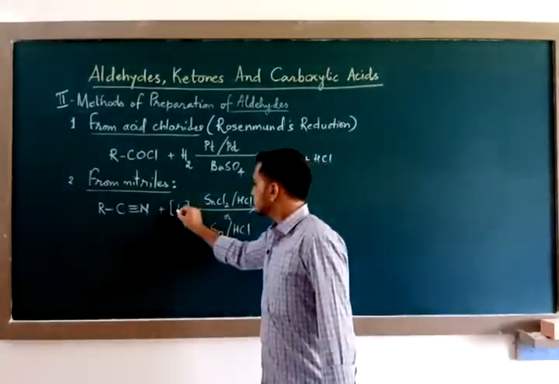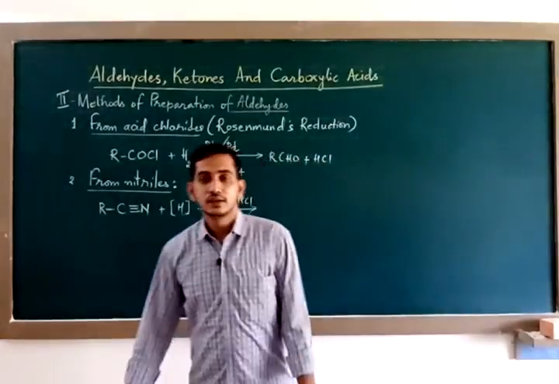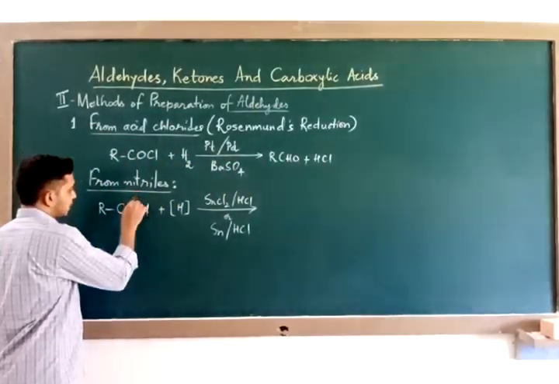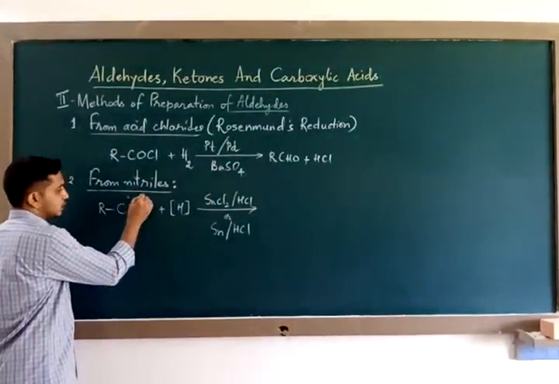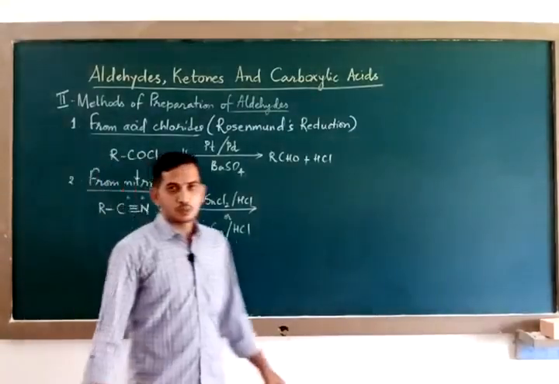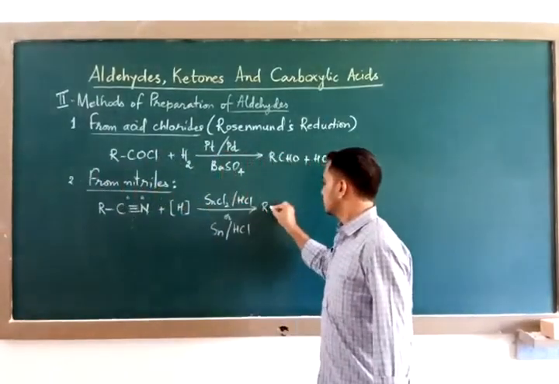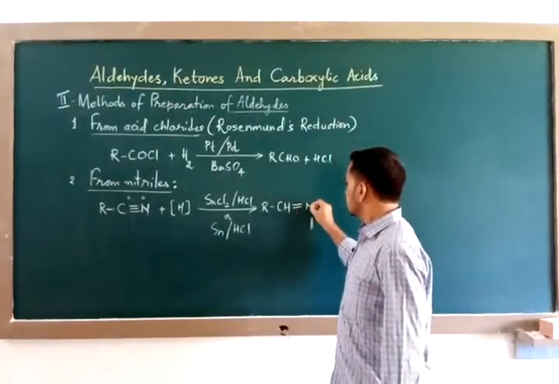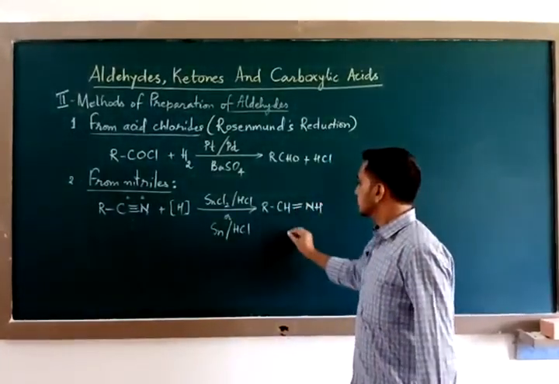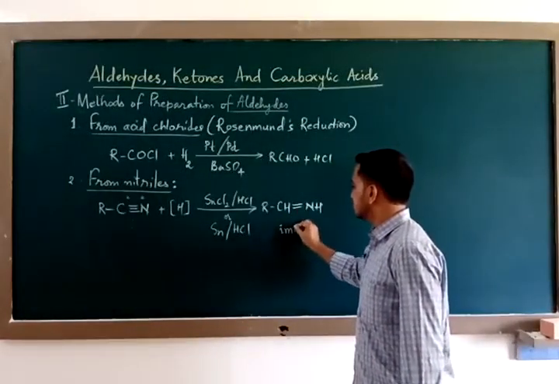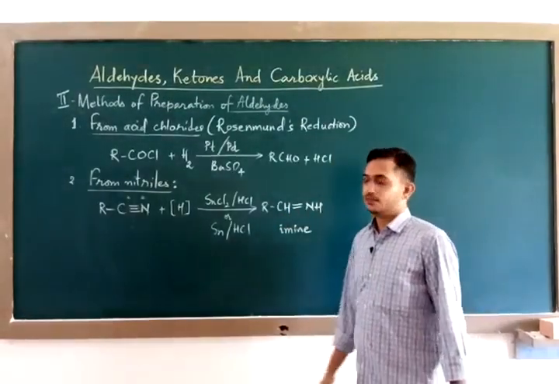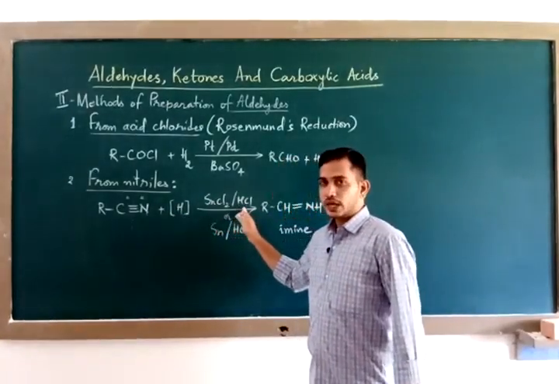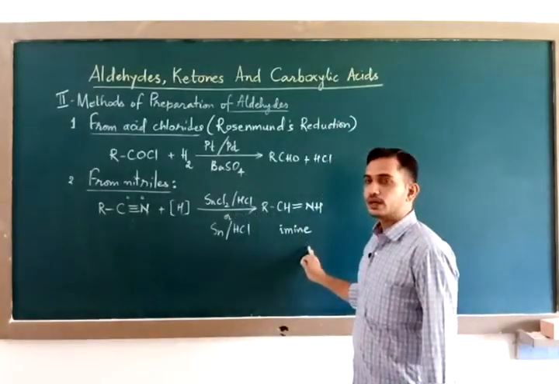This HCl gives you hydrogens for reduction. How is this done? You break the triple bond, add one hydrogen here, one hydrogen here. So what product is obtained? RCH, and instead of the triple bond, now it becomes a double bond, NH. This product is called imine. Whenever nitriles are reduced using stannous chloride in HCl, you get imines as product.